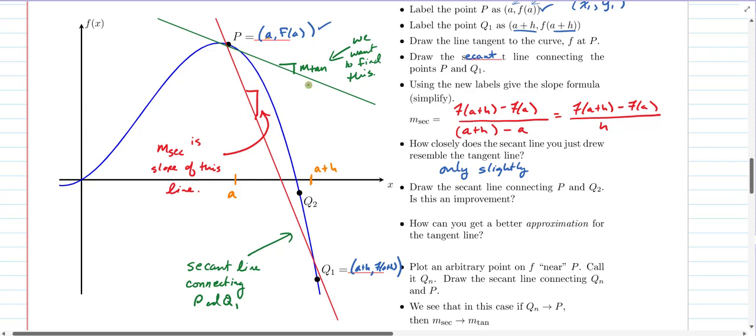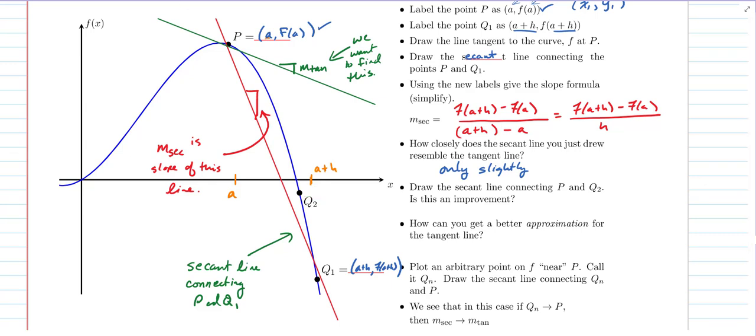But notice, for example, they're at least both negative, right? And even though the slope of the red line is just our guess for the slope of the green line, we can improve this. So at this point, the slope of the secant line only slightly resembles the tangent line. But we can improve on this. How? Well, instead of using this Q1, we could use this point Q2 here. And what I'll do is I'm going to let h take on a smaller number.